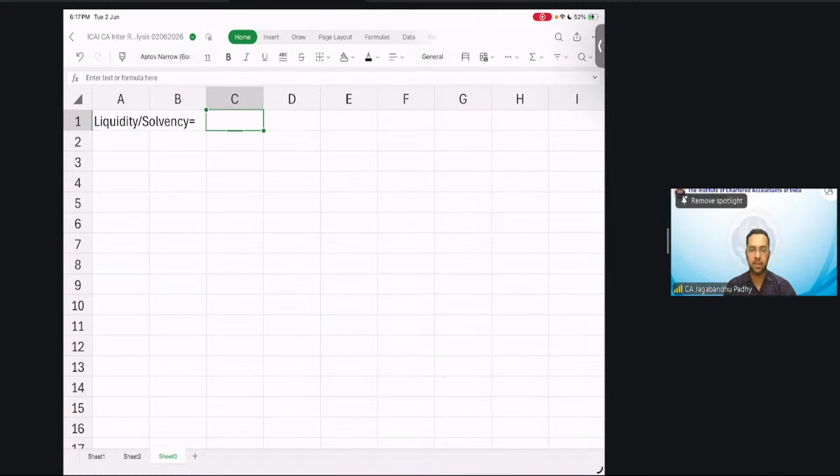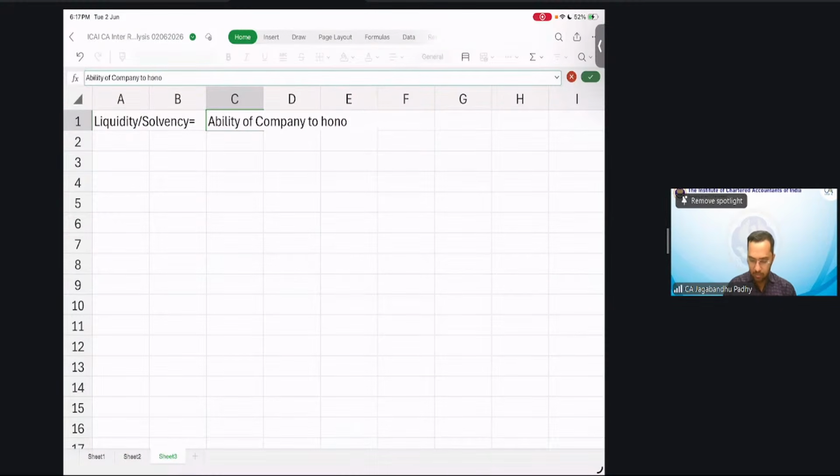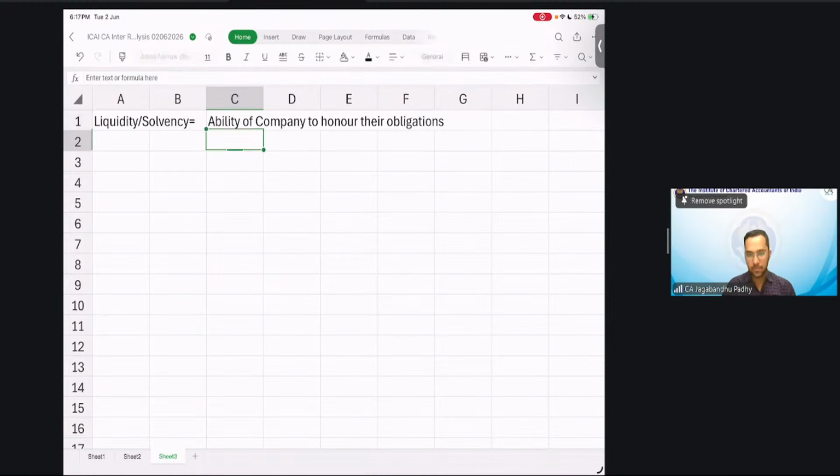Liquidity or solvency of a company. Well, liquidity or solvency simply means the ability of the company to honor its obligations. So, how able is the company to honor its obligations?